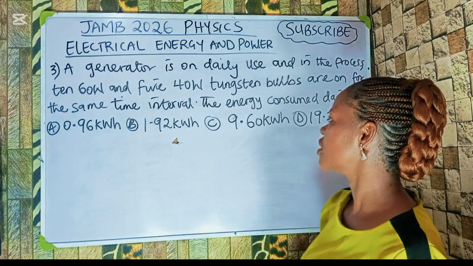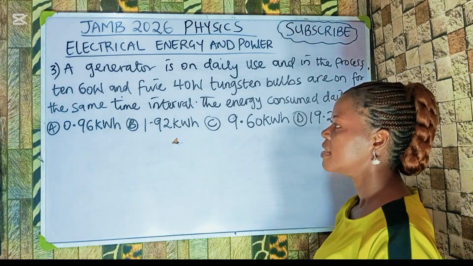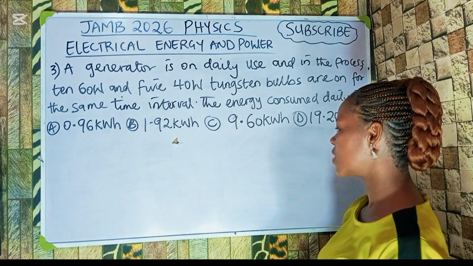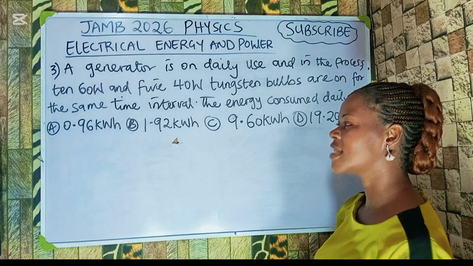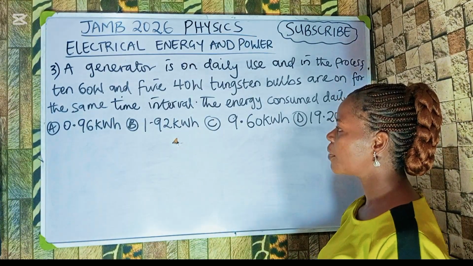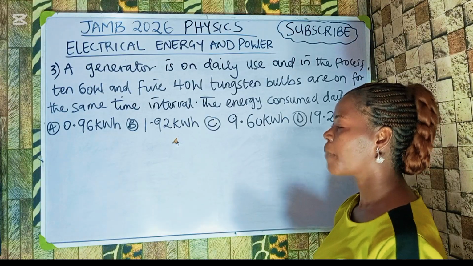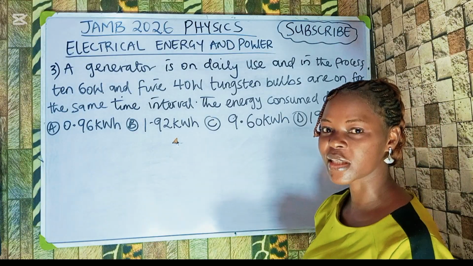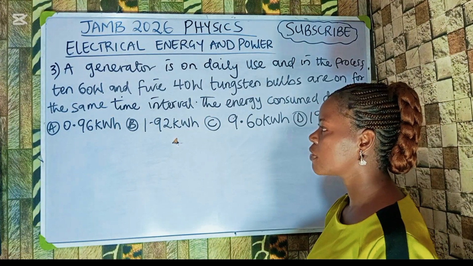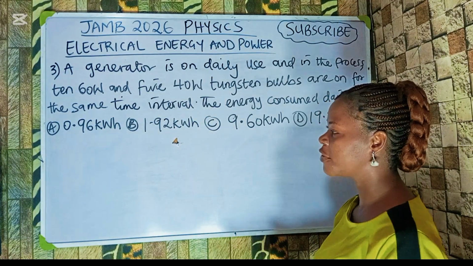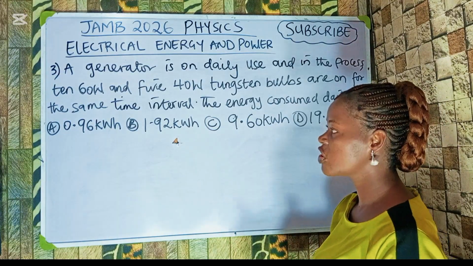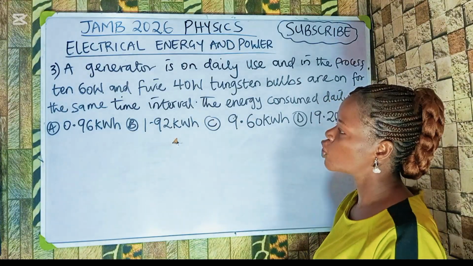A generator is on daily use and in the process 10 60-watt and 5 40-watt tungsten bulbs are on for the same time interval. The energy consumed daily is what? So now we have different powers exhibited when a generator was left on for like 24 hours, because they say it's a daily use, that is 24 hours, right? Okay, so we are looking for what? The energy. And the unit we have in the options provided is in kilowatt hours. So this is not just energy in joules, right? So I'm going to work it out that way.